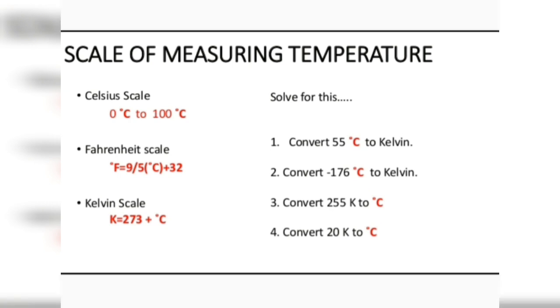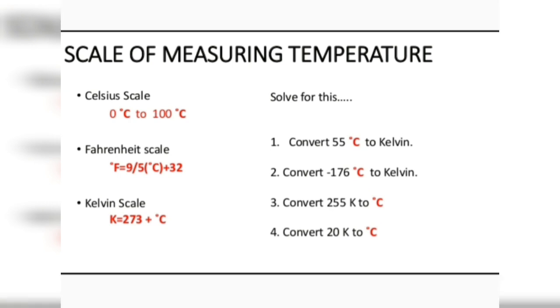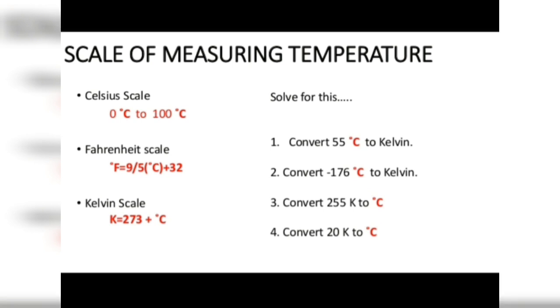In fact, the laboratory thermometers which we use for performing science experiments are all calibrated in degree Celsius. Even the clinical thermometer which we use for measuring the body temperature is also calibrated on Celsius scale of temperature. The melting point of ice on Celsius scale is 0 degrees Celsius, and the boiling point of water on Celsius scale is 100 degrees Celsius.